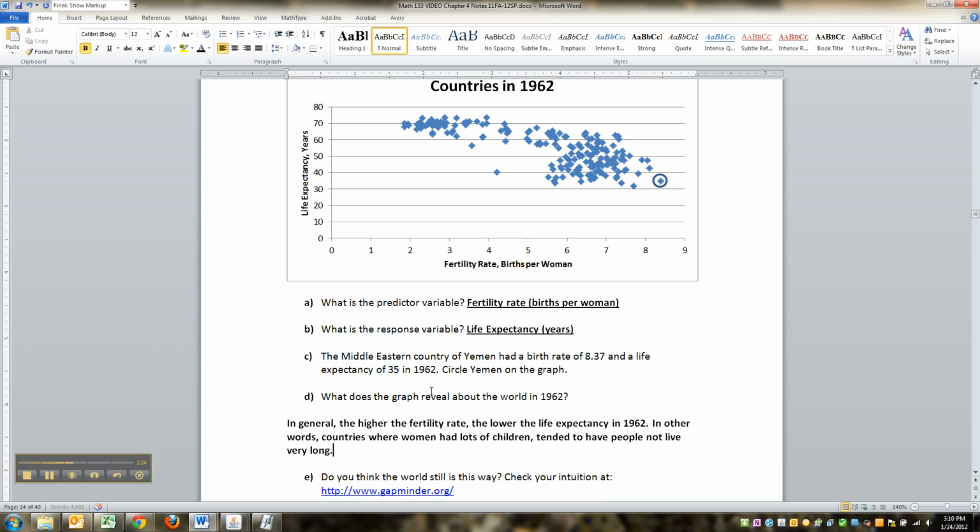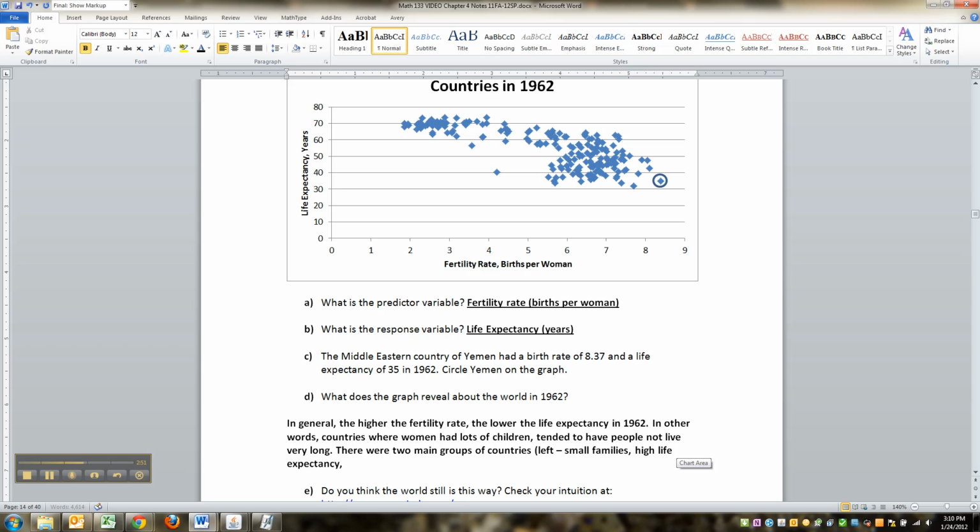And you can sort of see that in 1962, there were two main groups of countries. Those on the left had small families, not a lot of births per woman over here. See this clump right there? Small families, high life expectancy. And those on the right, there's a clump over here. See that clump right there? That had large families and low life expectancy.